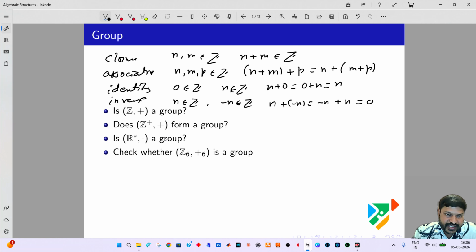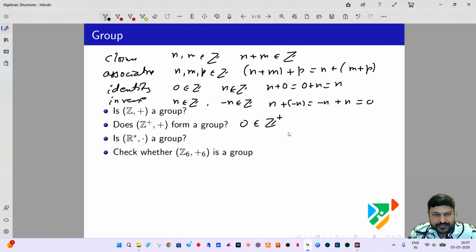Let's go to the next example, Z plus under addition. Does it form a group? To solve this problem, some of you might argue that integer 2 does not have inverse minus 2, or integer 1 does not have minus 1. You should not argue like that. Before arguing anything related to inverse, first you must discuss identity. Does it have identity? Without identity, you're not going to talk about inverse. 0 does not belong to Z plus. So you're not going to talk about inverse at all. Since it does not have identity, it is not a group.